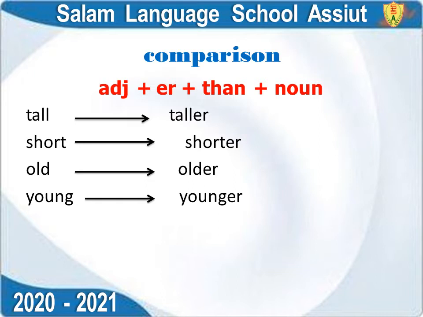Comparison, المقارنة. Adjective plus er plus than plus noun. مقارنة الصفات. بحط للصفة er وthan والنون. Tall هتبقى taller. Short, shorter. Old, older. Young, younger. Again, لما بقارن بين شخصين أو حاجتين في صفة معينة بحط للصفة er وthan والنون.